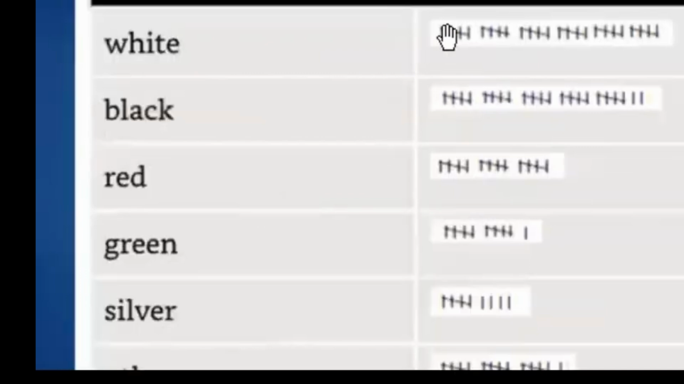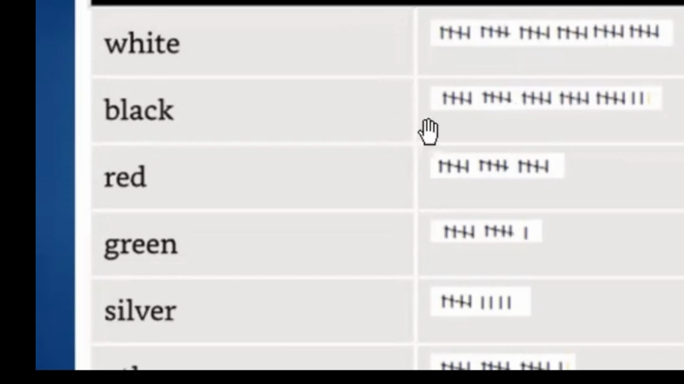For every white car she saw, she would make a tally mark. And then until she had 5, with the 5th one being represented by a line going through the 4 tallies that she made, okay? So in this particular instance, she saw 1, 2, 3, 4, 5, 6. 6 times 5 is 30. She saw 30 white cars.